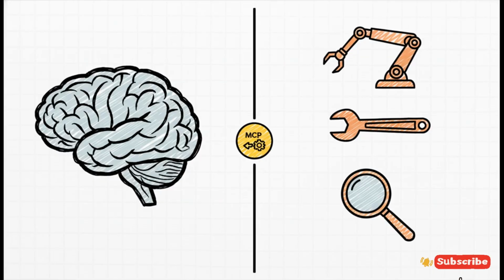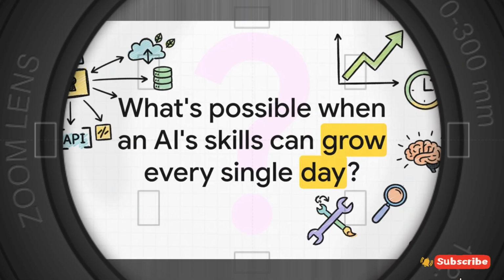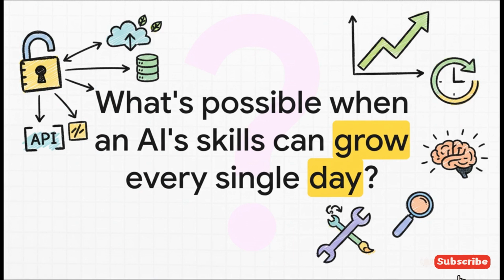When you get right down to it, MCP creates this clean separation between the agent's brain, its logic, and its hands, the tools it uses. And that creates an AI that isn't frozen in time. It builds a foundation that can grow and learn new skills just as fast as we can dream up new tools for it. And that leaves us with a really exciting thought to chew on.